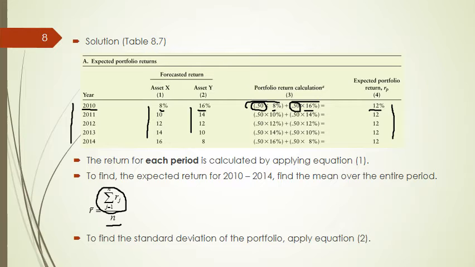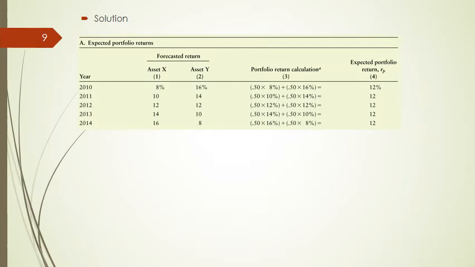In order to find the standard deviation, we apply the standard deviation formula, which I shall show you how to do next. Okay, so what you see here is the restated table. Again, we have our returns on asset X and Y for given years. And as I said, we've been told that we have equal proportions of each asset in the portfolio. So what we need to do is calculate the sum of the weighted returns on the constituents in the portfolio.